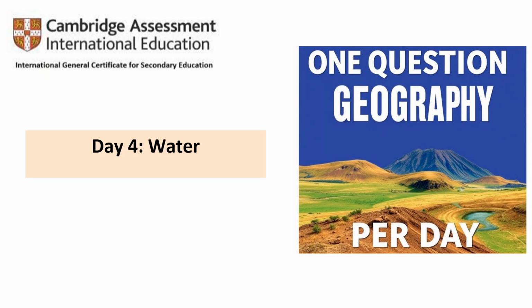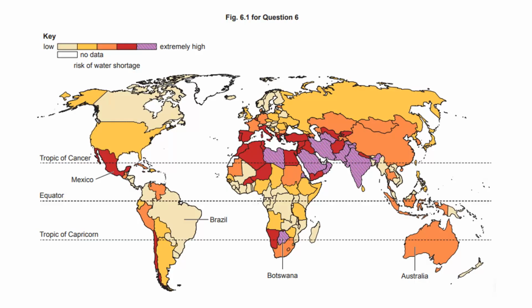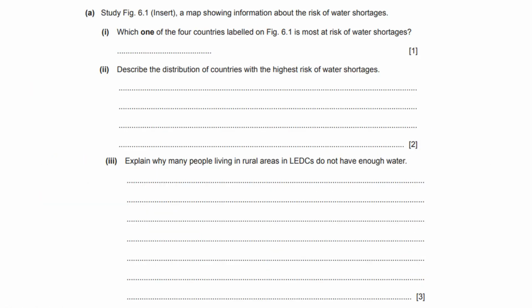We're looking at water. Now you have a map of the world here with risk of water shortage, and you have your key given to you here that will be used for interpreting this map. So the first question is: study Figure 6.1 insert, which is a map showing information about the risk of water shortage. Now, which one of the four countries labeled on Figure 6.1 is most at risk of water shortage?